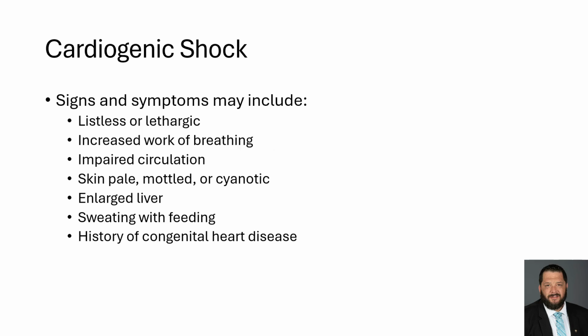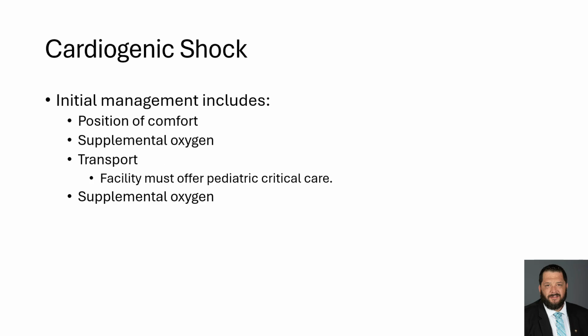Signs and symptoms include listlessness or lethargy, increased work of breathing, impaired circulation, mottled, pale, cyanotic skin. It can accompany an enlarged liver, sweating with feeding, or a history of congenital heart disease, and this is where history becomes important. For cardiogenic shock, the initial management includes position of comfort, supplemental oxygen, and transport.